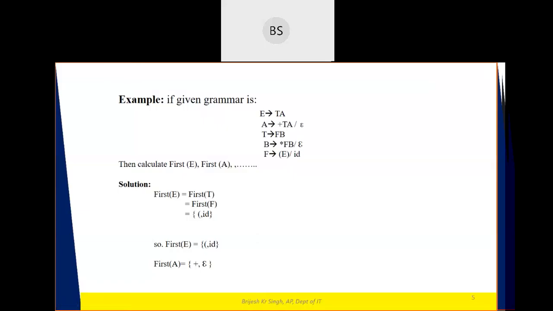Now I am going to write a program to implement these concepts in the C language.